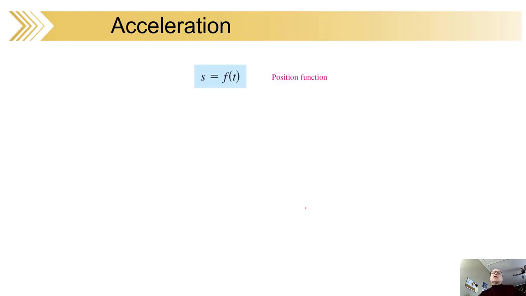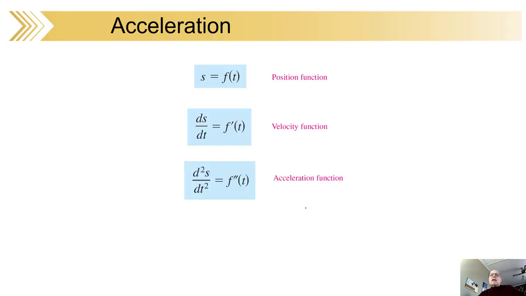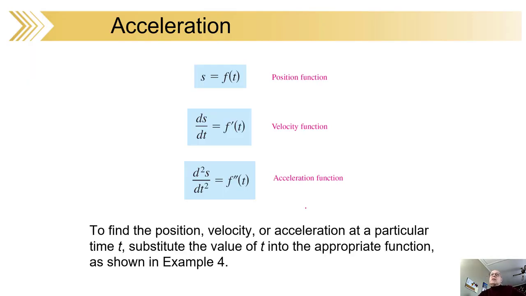Here's the position function. There's the velocity function, first derivative of the position function. There's the acceleration function, which is the derivative of the velocity function, which is the second derivative of the position function. Position, velocity, acceleration, each one is a move up on the derivative continuum.